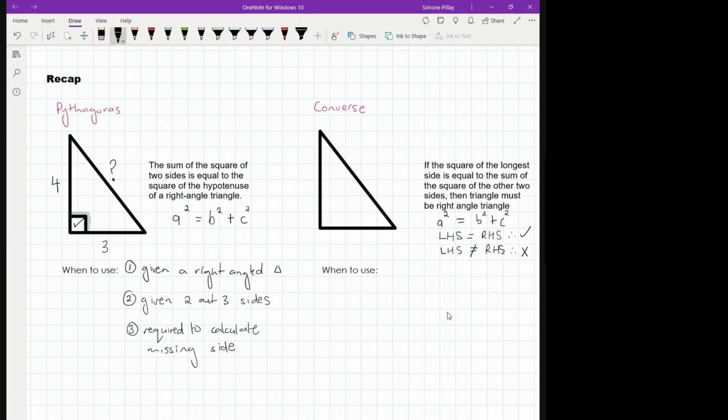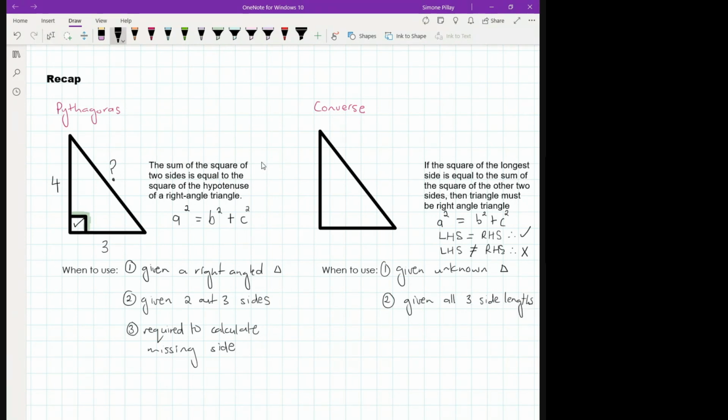When do I use the converse theorem? So first things first, you will be given an unknown type of triangle. So you won't know whether or not it's a right angle triangle. The second thing is you must be given all 3 side lengths.